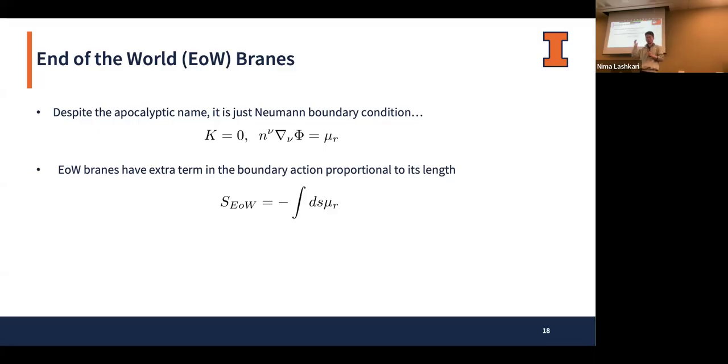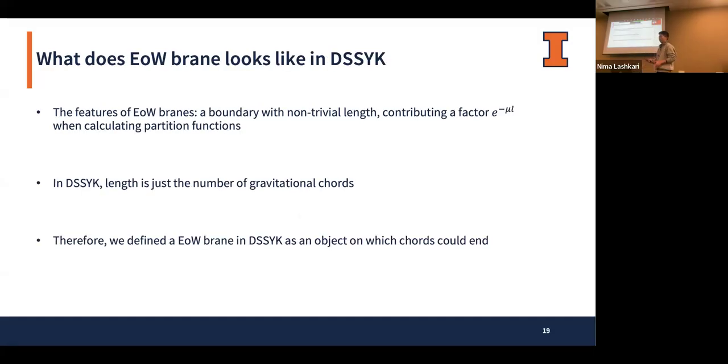This is very different from the asymptotic AdS boundary condition. That's actually the key difference. The feature of end of the world branes is that it's a boundary with non-trivial length, actually a geodesic, and contributing a factor e to the minus mu R L when calculating partition functions, right? And in double scaled SYK, length is just the number of gravitational chords. And this indicates how we could define end of the world branes in double scaled SYK.